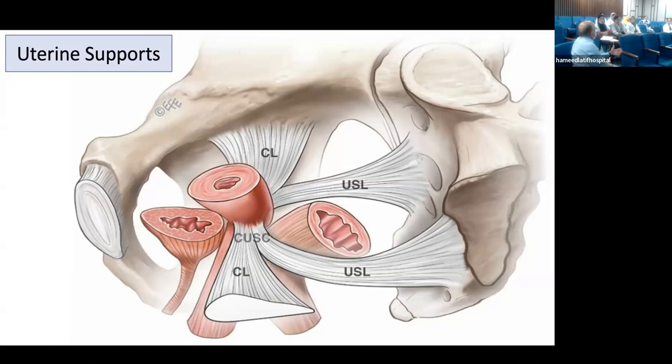And one of the reasons for laxity of these supports, in addition to a constitutional predisposition, is that some women have softer connective tissue and they have a greater tendency of having uterovaginal prolapse. But the other factors which can be there are important, and they are the trauma sustained during childbirth.